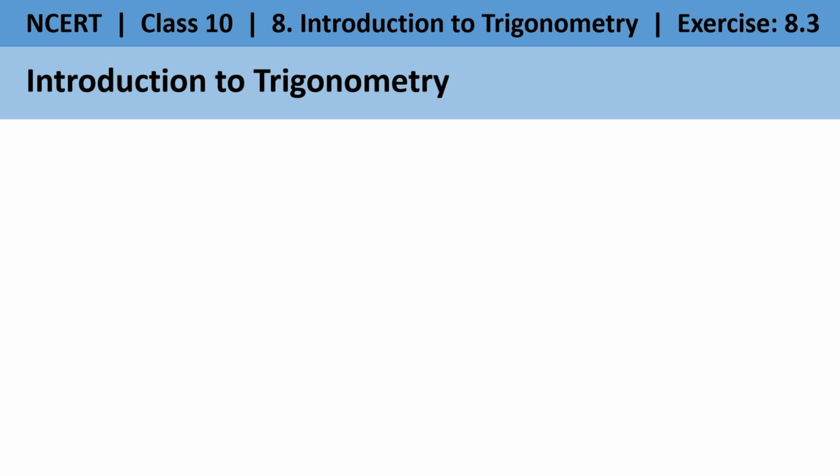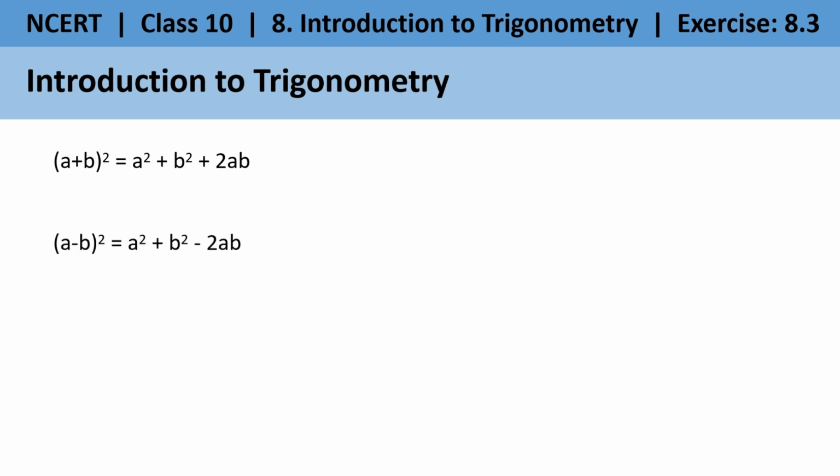Let us learn Chapter 8, Exercise 8.3, Introduction to Trigonometry. First, let us start with few algebraic identities. (A + B) whole square is equal to A square plus B square plus 2AB.